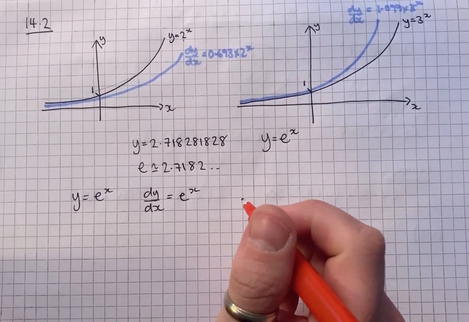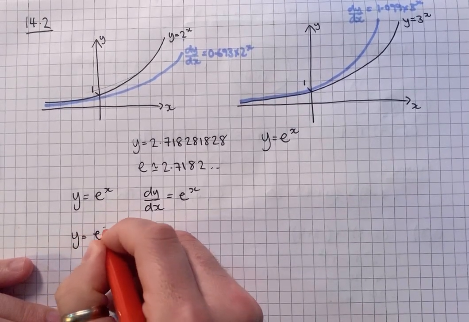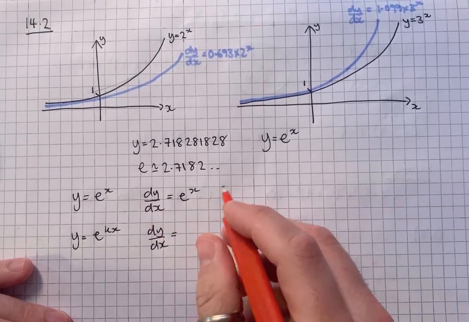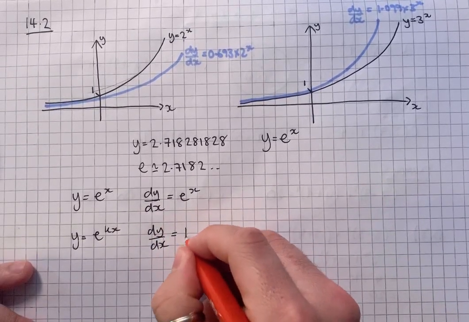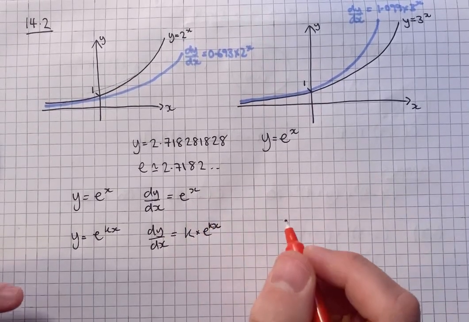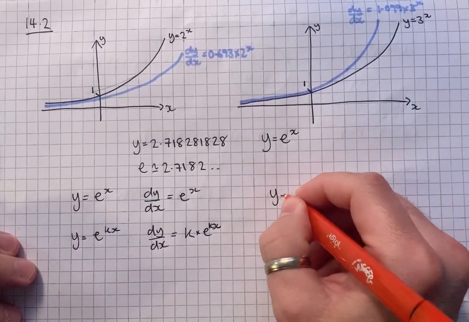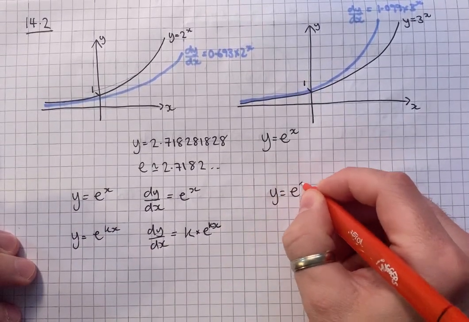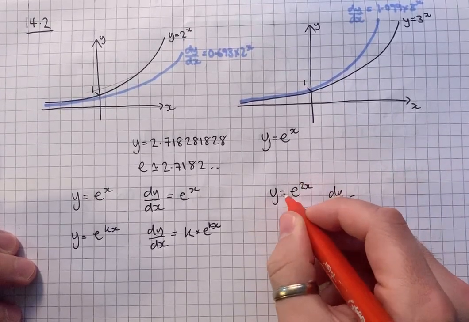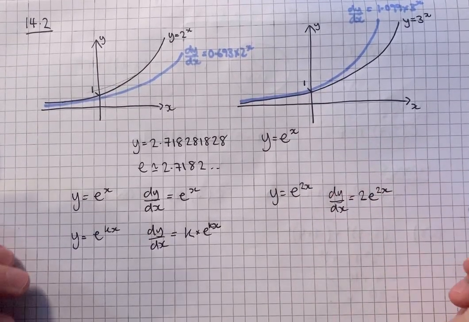Now we can extend that forward. If you have y equals e to the kx, then when we differentiate it to the gradient function, it's simply k times e to the kx. Okay. So for example, if you had y equals e to the 2x, then dy/dx would be 2e to the 2x.